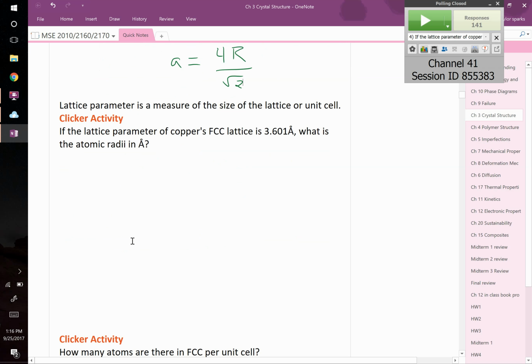So let's do that. Or divide by square root of 2. Yeah, you could rewrite it in another way if you wanted. Like 4 is, yeah, you could rewrite it another way. I don't think it's easier, but okay, let's do this clicker question then. If the lattice parameter for copper is 3.601 angstroms, what is the atomic radius in angstroms?